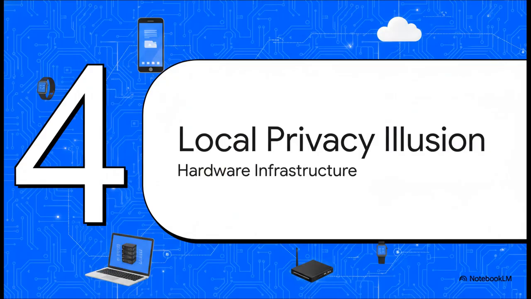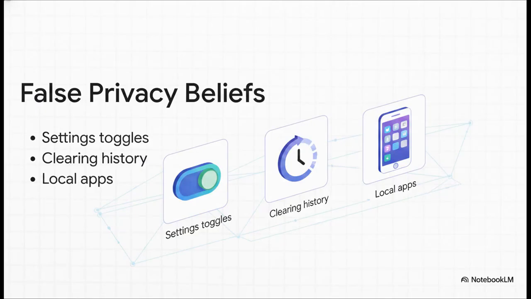Now, let's talk about the physical devices sitting right in front of you. Section 4, the local privacy illusion, exploring the hardware and infrastructure layer. We all have these little rituals, right? We toggle our privacy settings, we clear our search histories. Maybe we use apps that promise to process things locally. We do this assuming it disconnects us from the broader network dragnet. But talk to any systems engineer, and they'll tell you straight up, it's mostly an illusion.